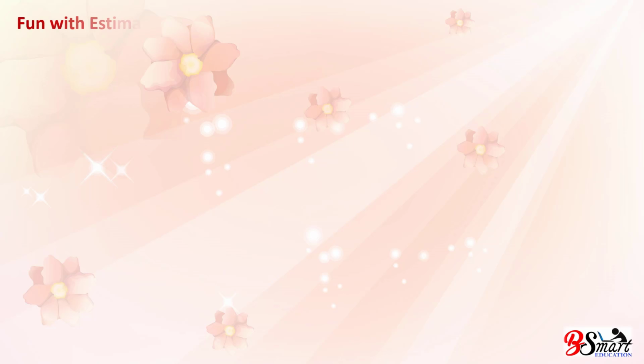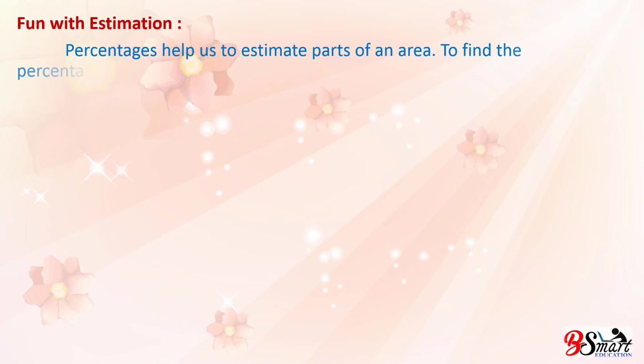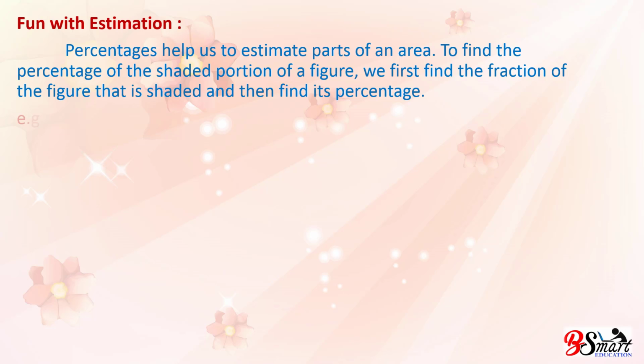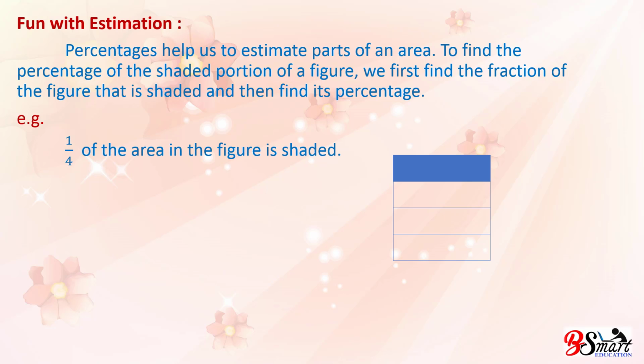Fun with estimation. Percentages help us to estimate part of an area. To find the percentage of the shaded portion of a figure, we first find the fraction of the figure that is shaded and then find its percentage. For example, 1 by 4 of the area in the figure is shaded. Therefore, 1 by 4 into 100%. So, 25 fours are 100. That is 25%. Therefore, 25% of the figure is shaded.